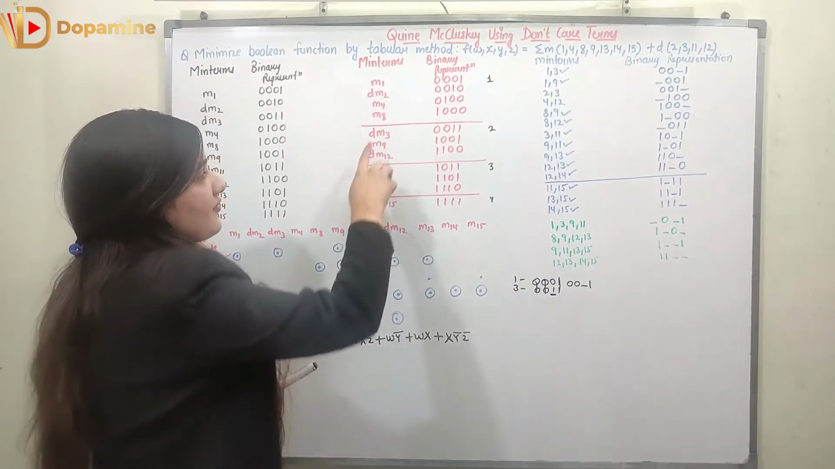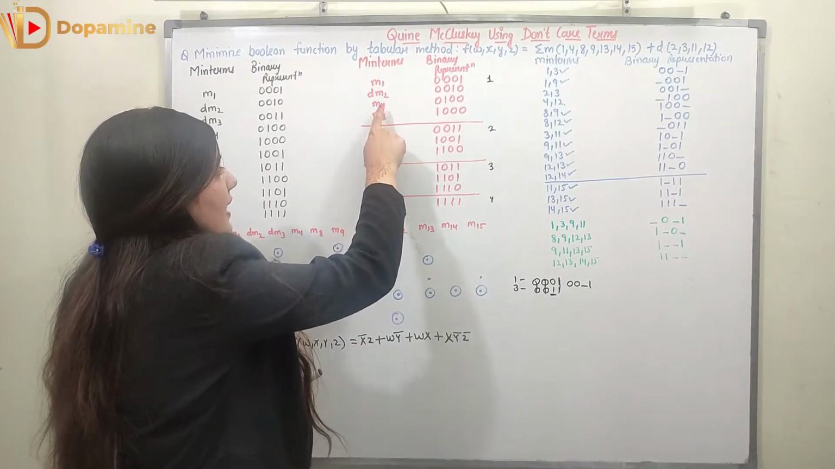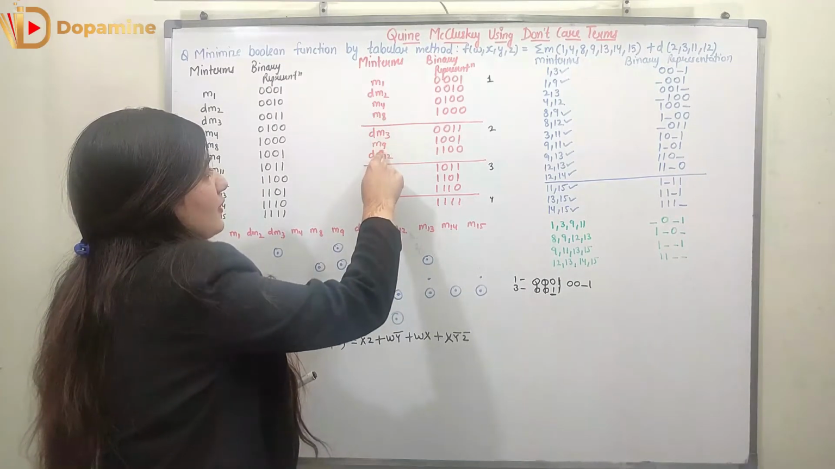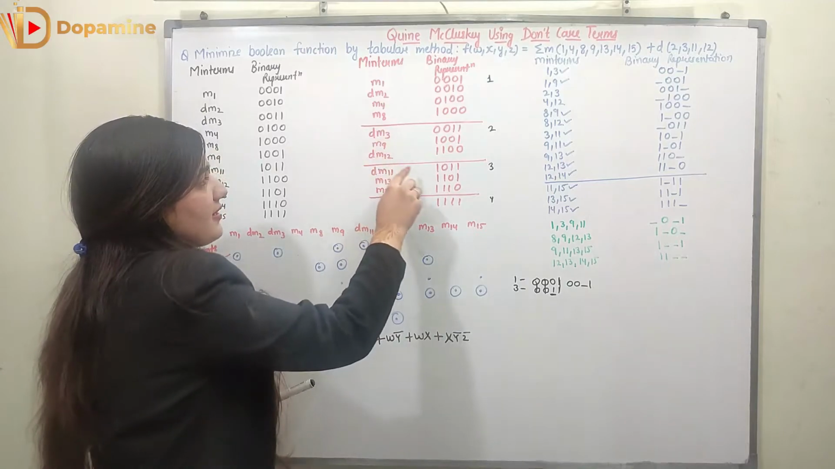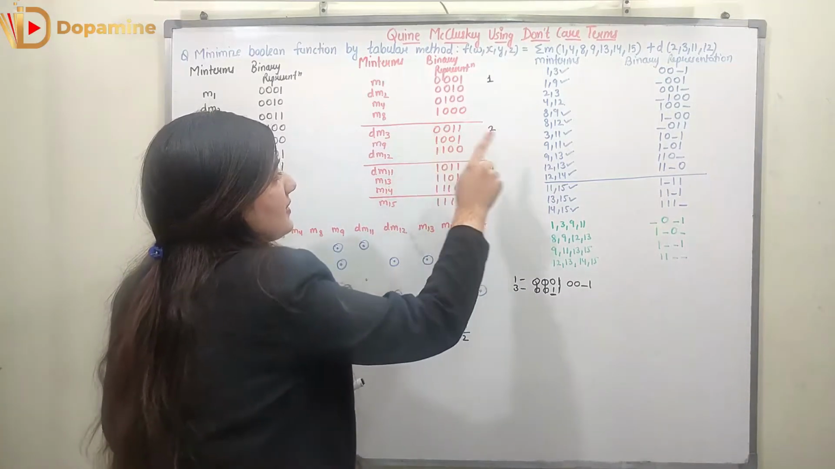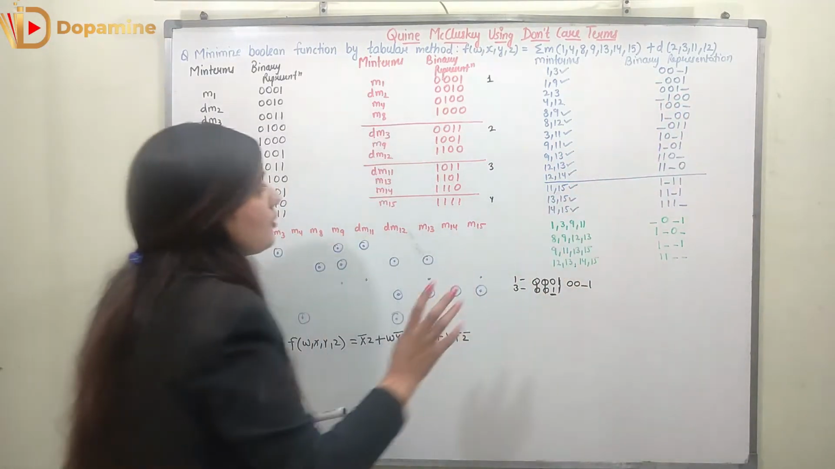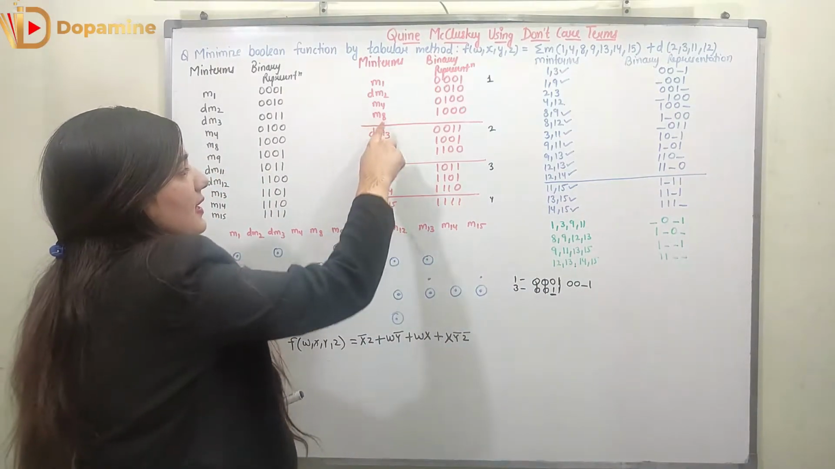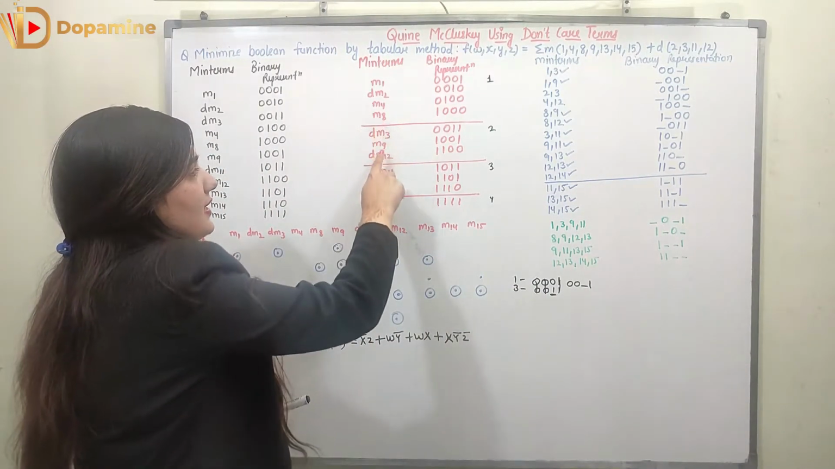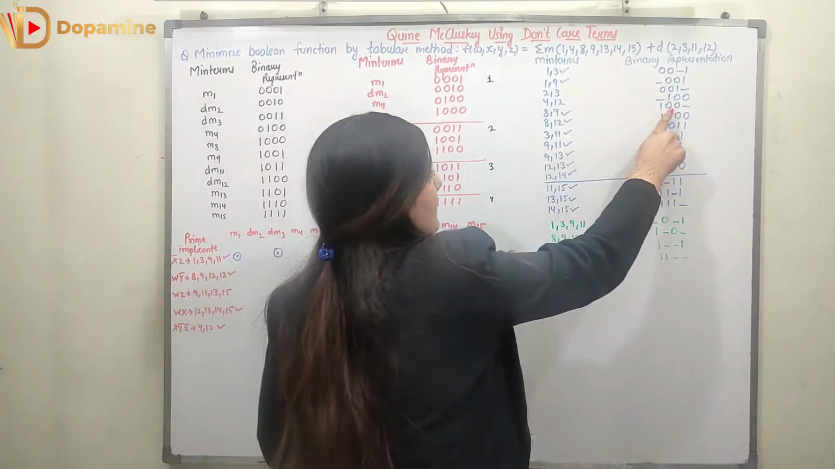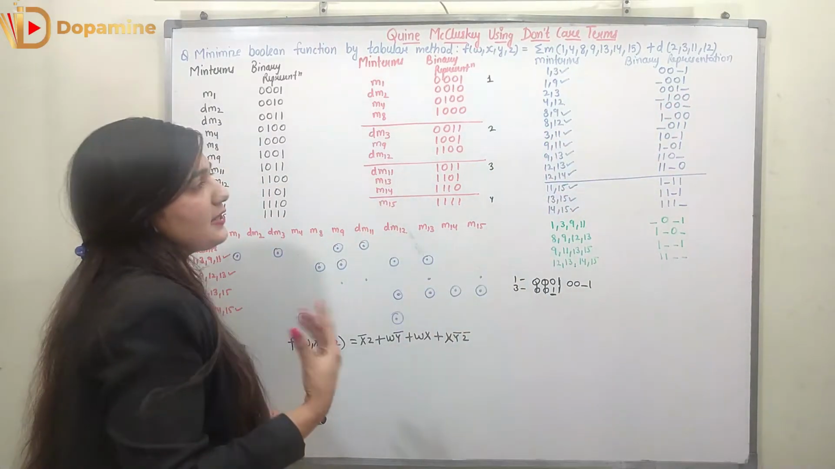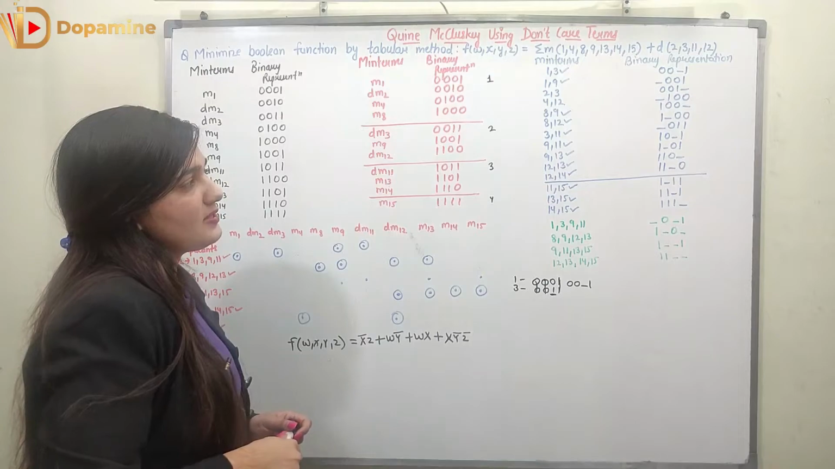You can see. Now after that we can club 4 and 12, right? 4 and 3 and 4 and 9 cannot be clubbed. 4 and 12 can be clubbed. So 4 and 12 can be represented as -100. After that we can club 8 and 9. So 8 and 9 can be clubbed as 100-. Right, 8 and 12 can be clubbed as 1-00.